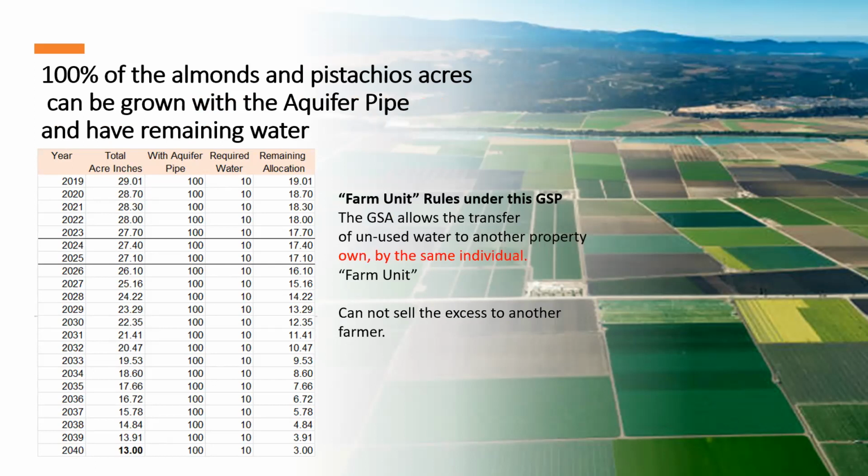And so this GSA allows you to move excess water from one parcel that you're working to another parcel that you're working. So you can move it around your own farming unit, but you can't sell it from my farm to the neighbor's farm. That's not allowed in this particular GSA. It might be allowed in other GSAs, but not in Madera.